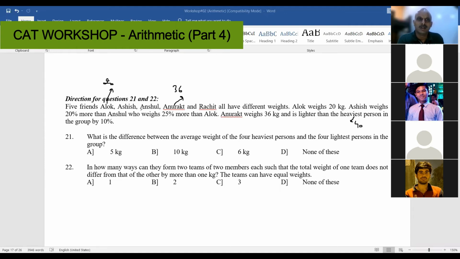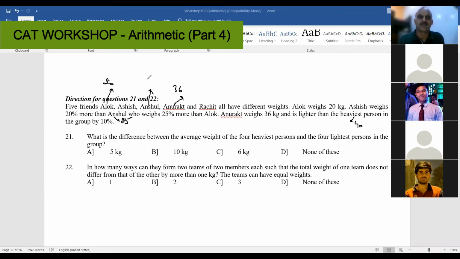Achha, Alok is 20, sir. Anshul will be 25% more than him. So Alok is 20 kg, 25% is 5 kg more, so it is 25. Yes, sir, Anshul is 25.